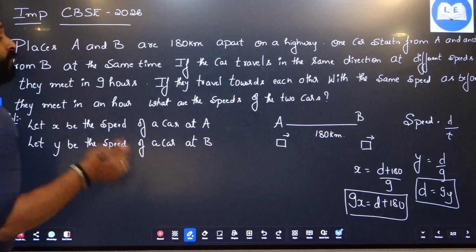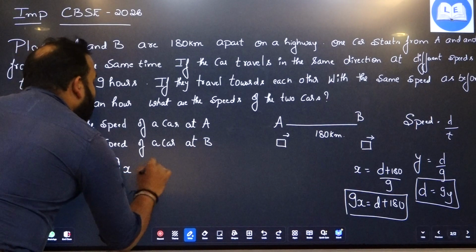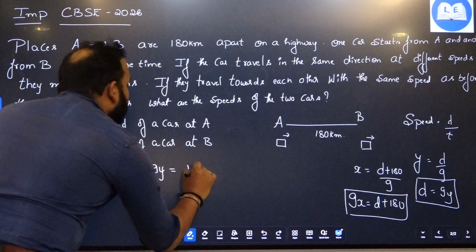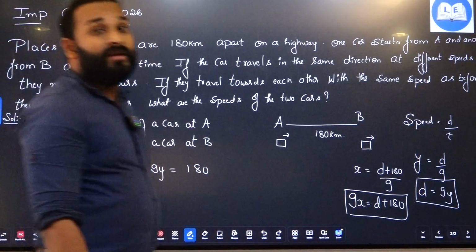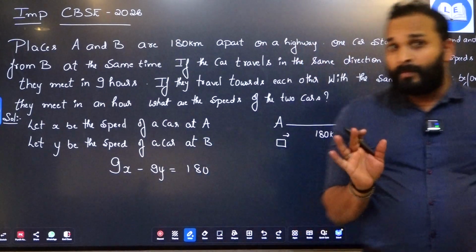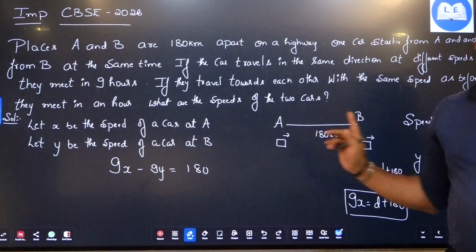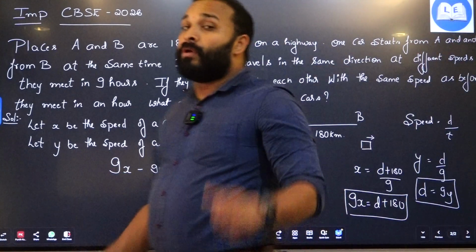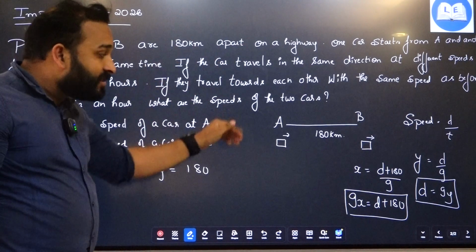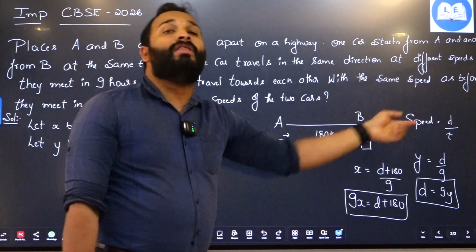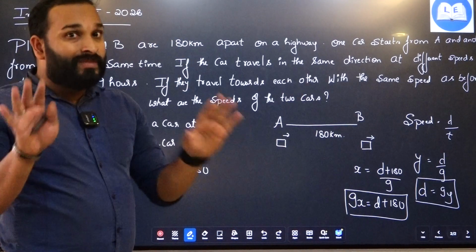So how can we form the first equation here children? Easily we can form the first equation by writing 9x minus 9y equal to 180 kilometer, sorry. So 9x minus 9y must be equal to 180 here. Easy? Because A is 180 kilometer away from B. So it is starting from point A, and one more is starting from point B. So the car starting from A must cover a distance of 180 kilometer more than the distance covered by the car at B to meet after 9 hours. I hope this is clear for everyone.